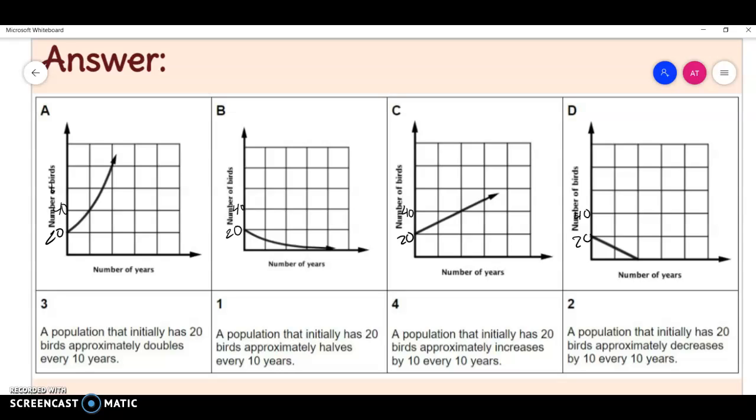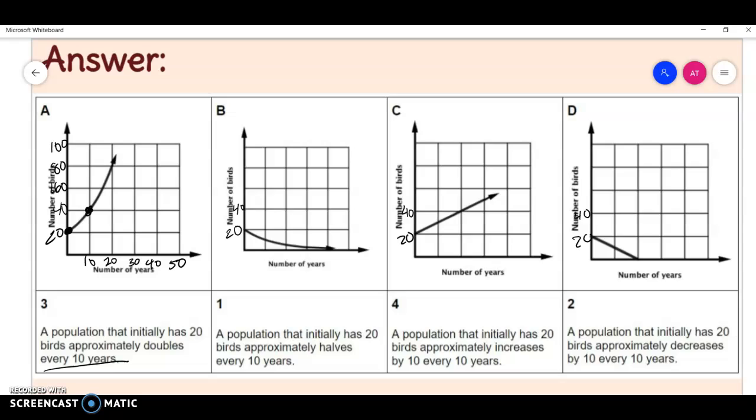As you can see, the sentence is saying every 10 years it's going to double. So from 20 to this year is 40. I know that every 10 years it doubles, so my x-axis must be counting by tens. And if you wanted to label the graphs, you totally can, because it tells us that all of them initially start with 20 and something is happening to the birds.